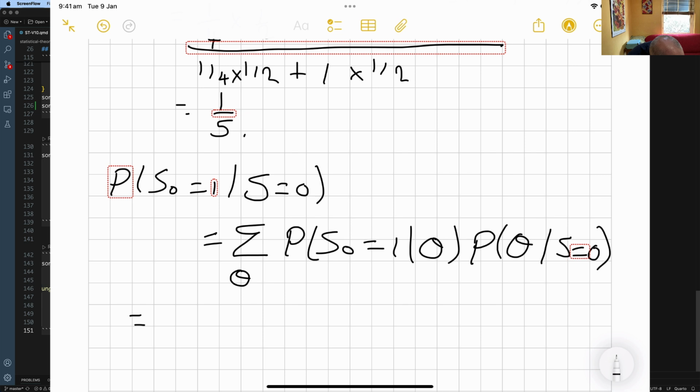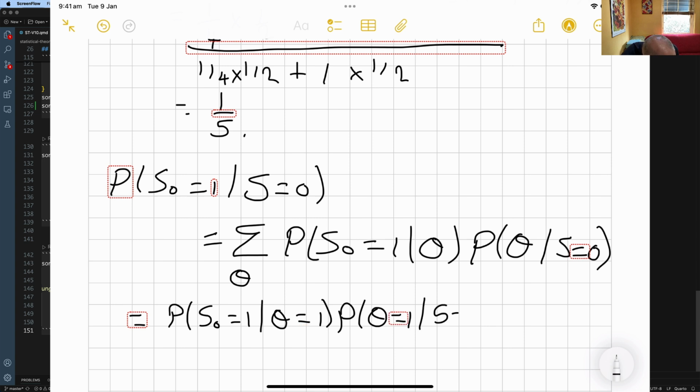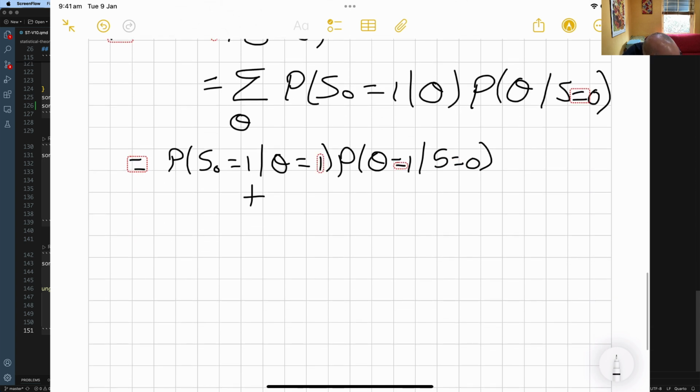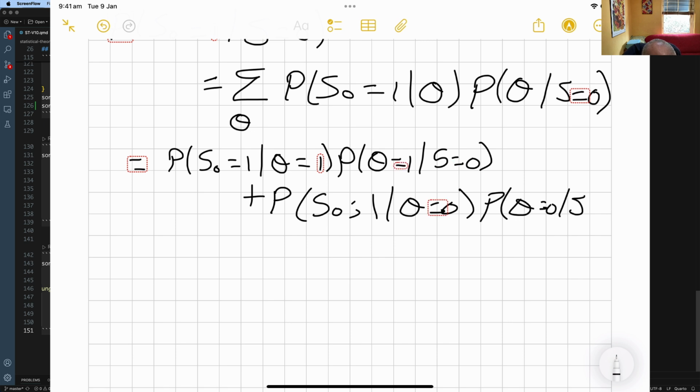So the first possibility is the probability that S' equals 1, which is the third son having haemophilia, given that she's a carrier, times the probability that she is a carrier, given S equals 0, plus the other possibility: the probability that S' equals 1, given that she is not a carrier, times the probability that she is not a carrier, given the first two sons are not haemophiliac.